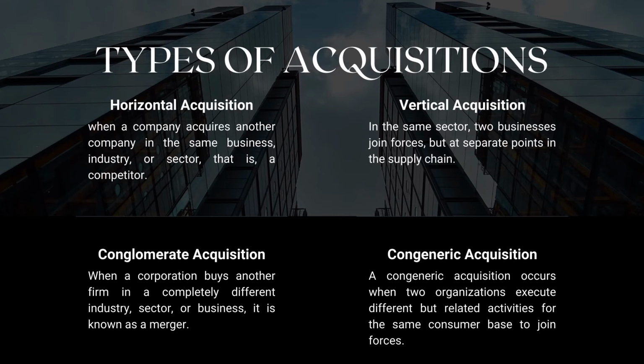Thirdly is conglomerate acquisition. When a corporation buys another firm in a completely different industry, sector or business, it is known as a conglomerate merger. It is mainly done for the sake of diversity. A corporation in the food business buying a firm in the apparel business is one example of this.